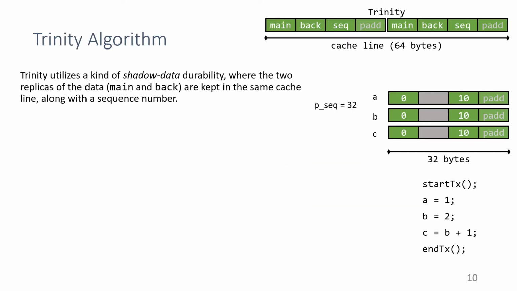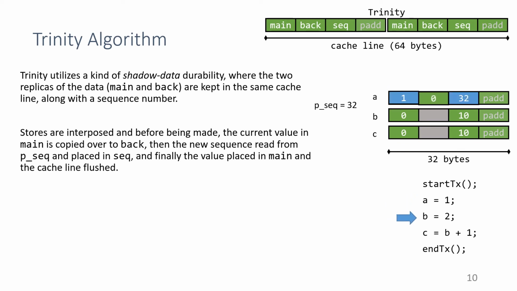Now let's talk about Trinity, which is the algorithm that we show on the paper. Trinity utilizes a kind of shadow data durability where 2 replicas of the data are kept in the same cache line. We call them main and back. We also keep metadata, which is just a 64-bit sequence number. There's also one single word which we call PSEC, which is global metadata, and it's just the sequence number of the last committed transaction.